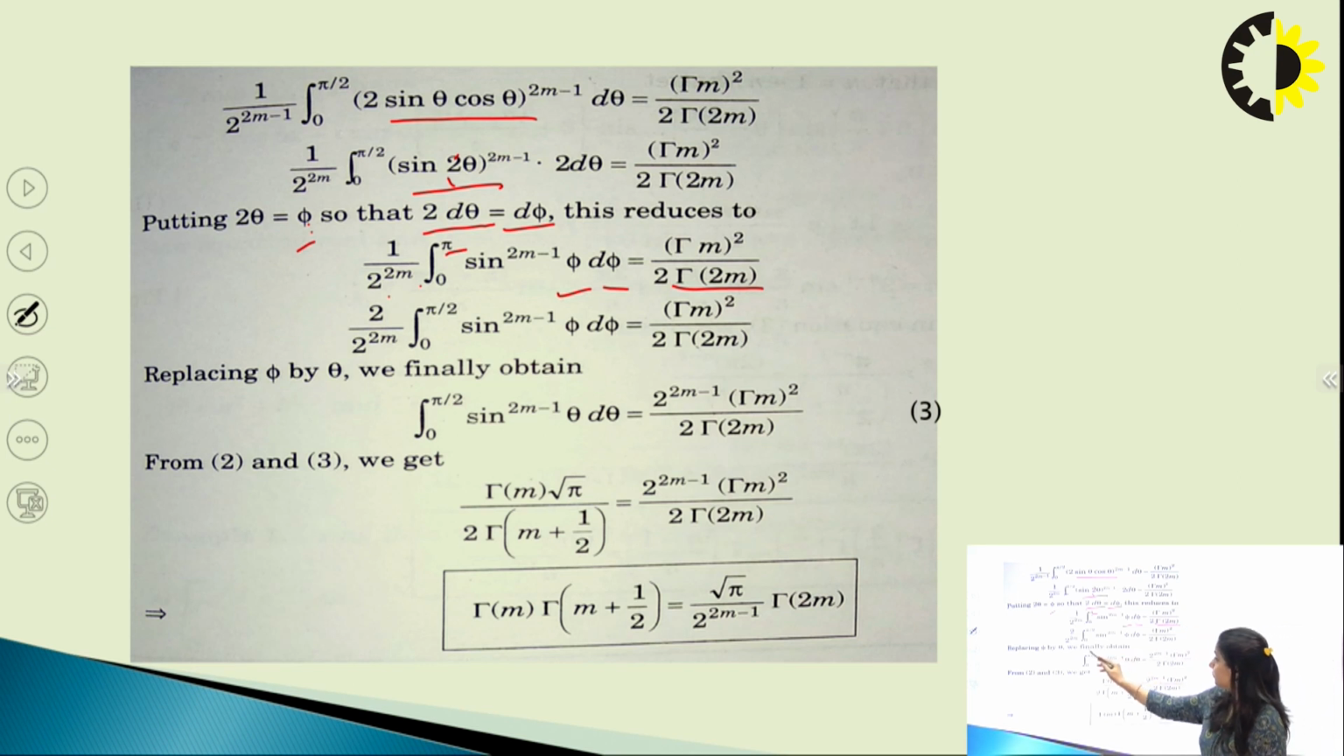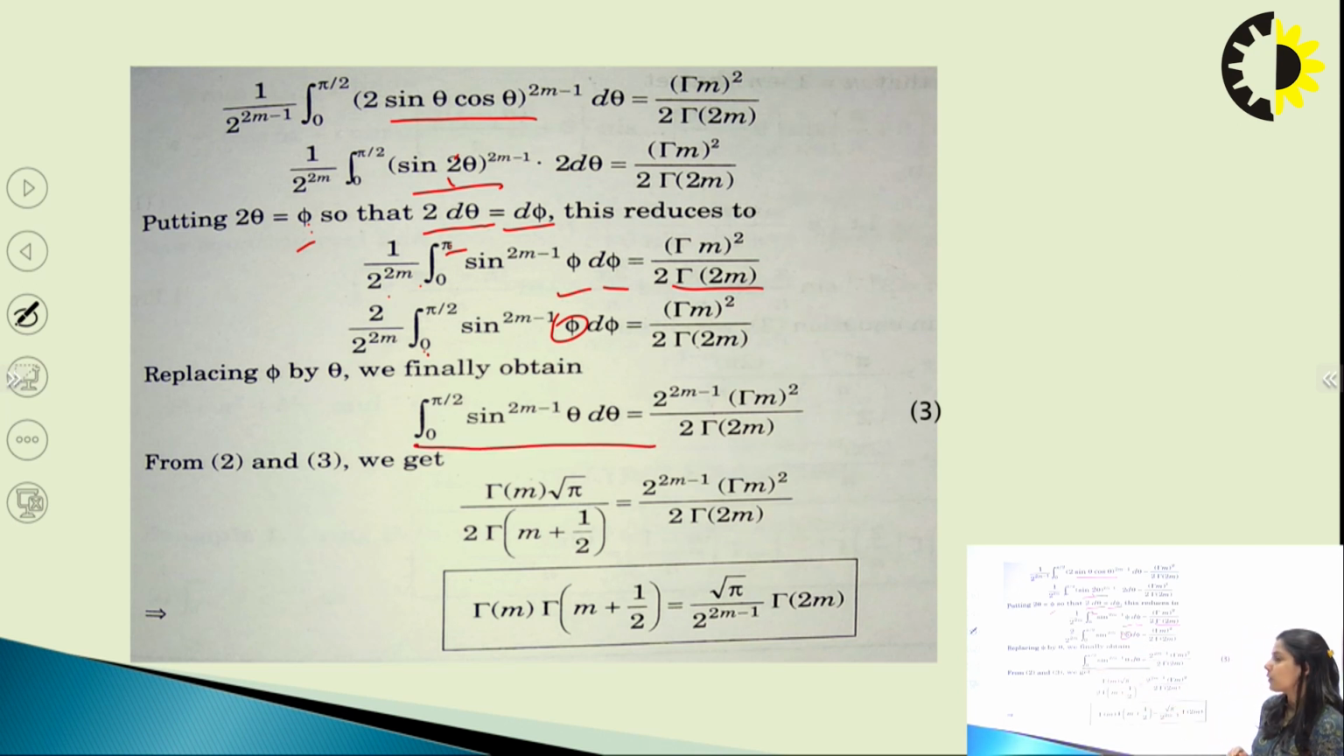Now we will multiply by 2. So then the limit will change to 0 to pi by 2. So 2 upon 2 power 2m integration 0 to pi by 2 sine power 2m minus 1 phi d phi is equal to gamma of m square upon 2 gamma of 2m. Now replacing phi with theta. So integration 0 to pi by 2 sine power 2m minus 1 theta d theta is equal to 2 power 2m minus 1 gamma of m whole square upon 2 into gamma of 2m.